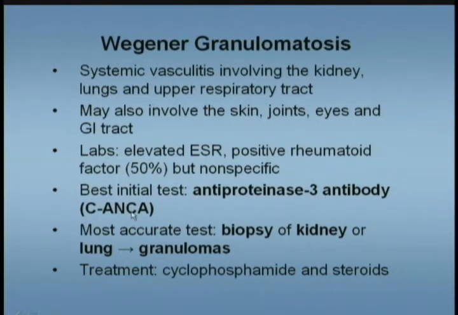See, the other name for a C-ANCA is an anti-proteinase 3. Now, I know what you're thinking, that you finally learned C-ANCA and now somebody decides to change the name of it. I know it's unfortunate, I understand that. But anti-proteinase 3 is the C-ANCA. Now, the most accurate, though, is a biopsy of the kidney or the lung, not the sinus biopsy. In Wegener's granulomatosis, the sinus biopsy has false negatives.